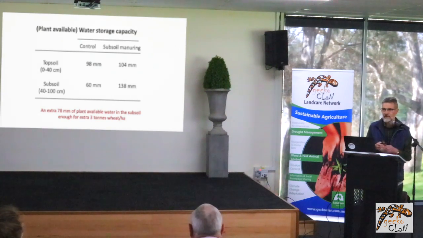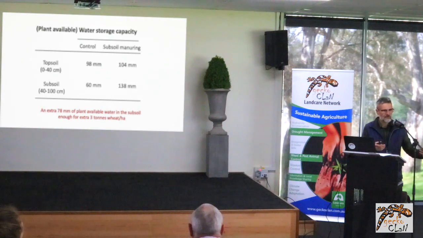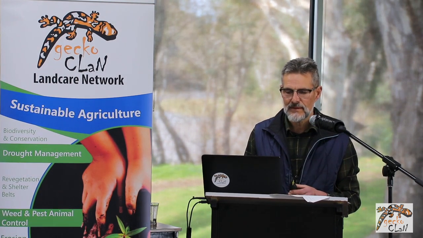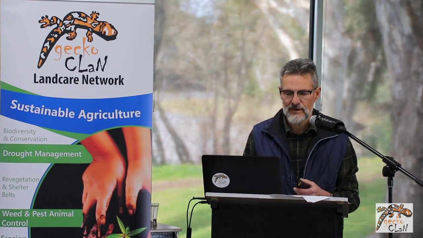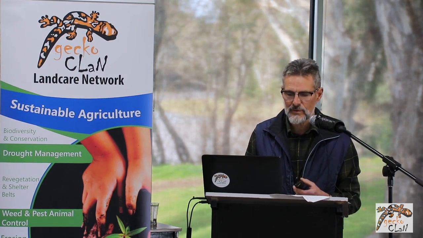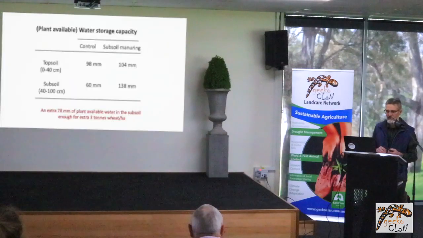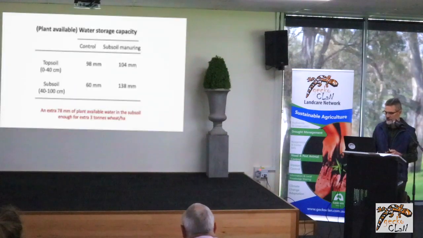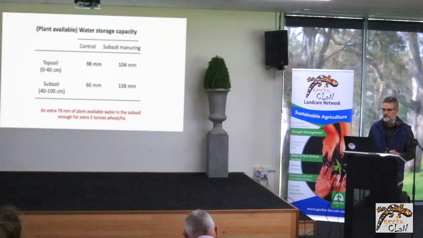You would have seen pastures on texture contrast soils. If they've been managed well, down to 10 centimetres they're probably fine, with nice root growth. But in the subsoil, with the subsoil manuring, you could see more than double the amount of stored water. There was an extra 78 millimetres of plant available water in the subsoil, which is enough for an extra 3 tonnes of wheat grain per hectare.